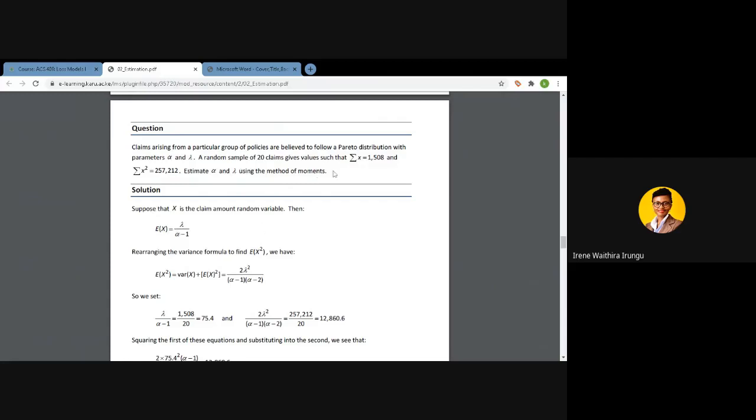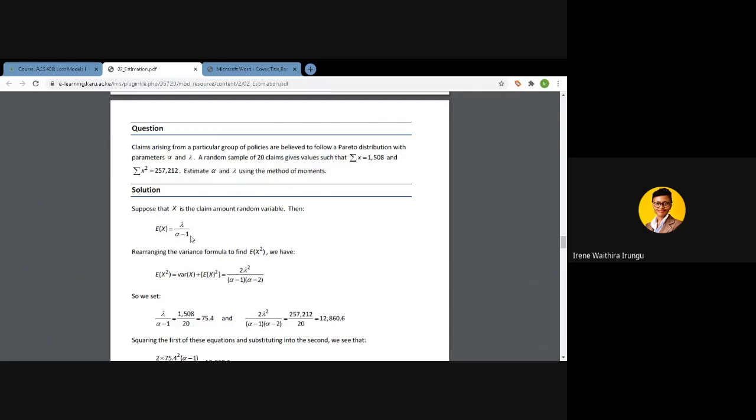So in this case, given that we have the first moment, it means that we can now equate our first moment to the mean of a Pareto distribution, which is defined in terms of the unknown parameters alpha and lambda. So the expectation of x, given x is a Pareto distribution, is given by lambda over alpha minus 1.